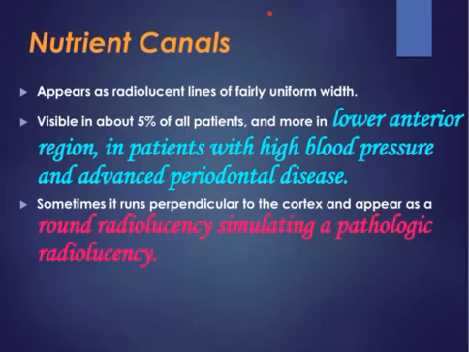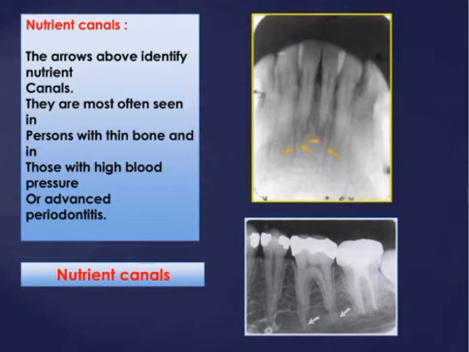Now, nutrient canals. As the name indicates, nutrient canals are small canals that supply nutrition to the surrounding teeth. These nutrient canals open into the apical foramen and pass the supply of nutrients via blood vessels and nerves to the teeth in the pulp area. Sometimes there will be prominent nutrient canals. In such cases you should suspect a higher blood pressure or advanced periodontal disease. This has to be differentiated from periapical pathologies in the same area.